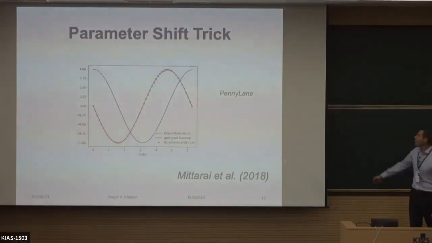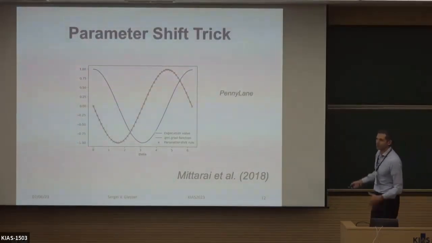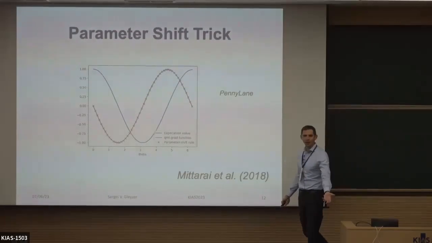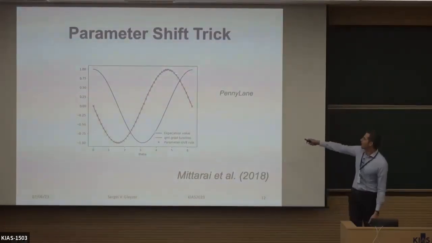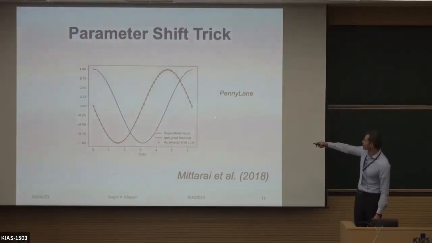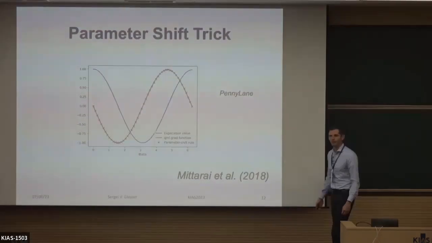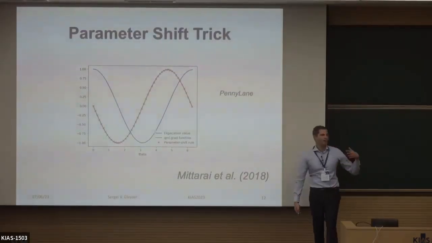A trigonometric function. What happens? Here you can see, of course, we know that the derivative of the sine is cosine, right? Here's what happens with the exact solution, and then here's what happens if you actually use the parameter shift trick. They're sitting on top of each other. So it really works for some basic trigonometry.